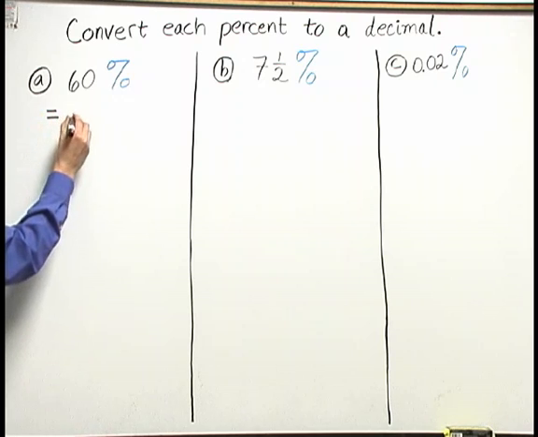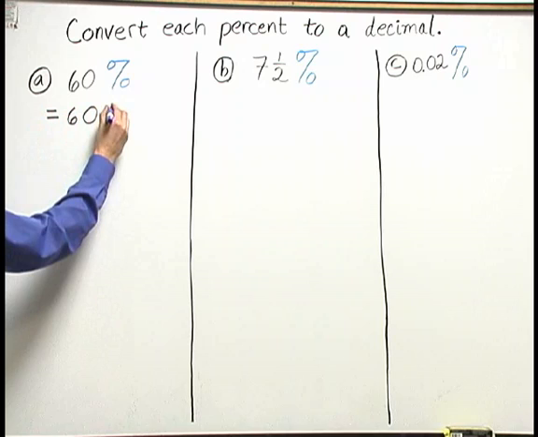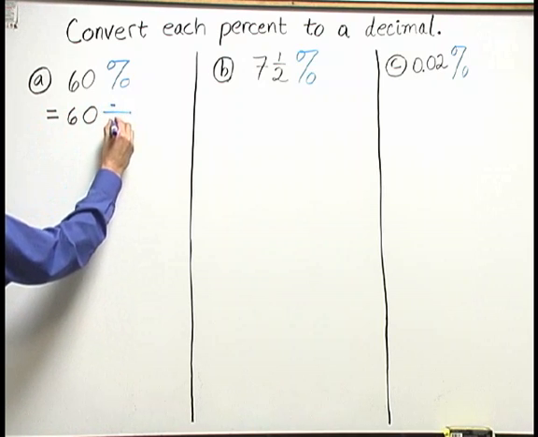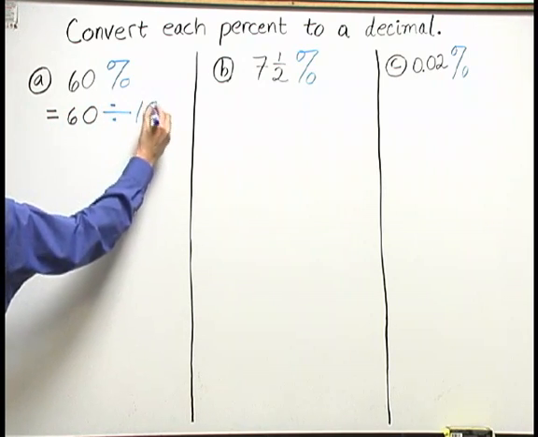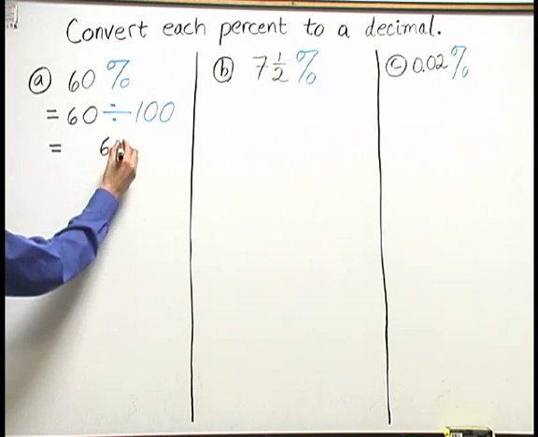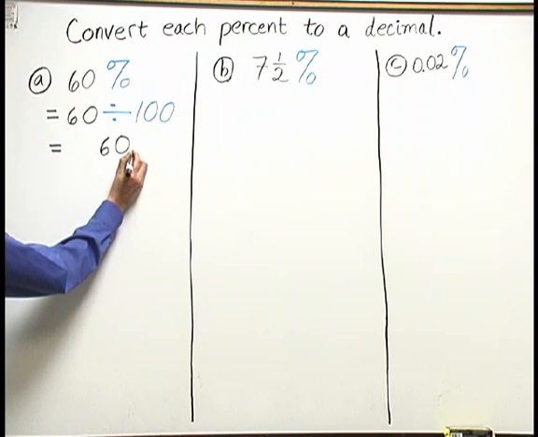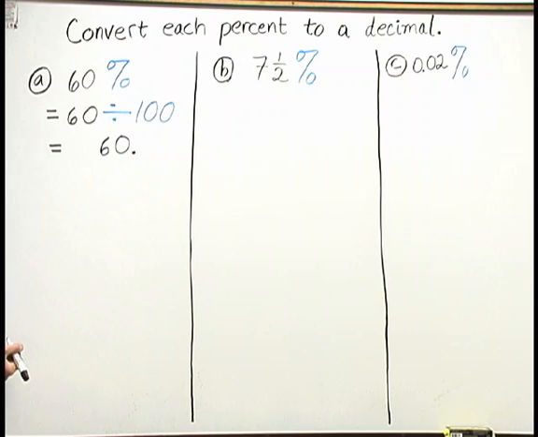So we can rewrite 60% as 60 divided by 100. Now there's a shortcut way to divide by 100. I can recopy the 60. And in order to use the shortcut, I need a decimal point here. Since 60 is a whole number, its decimal point is understood to be at the right end of the number, just to the right of the 0.